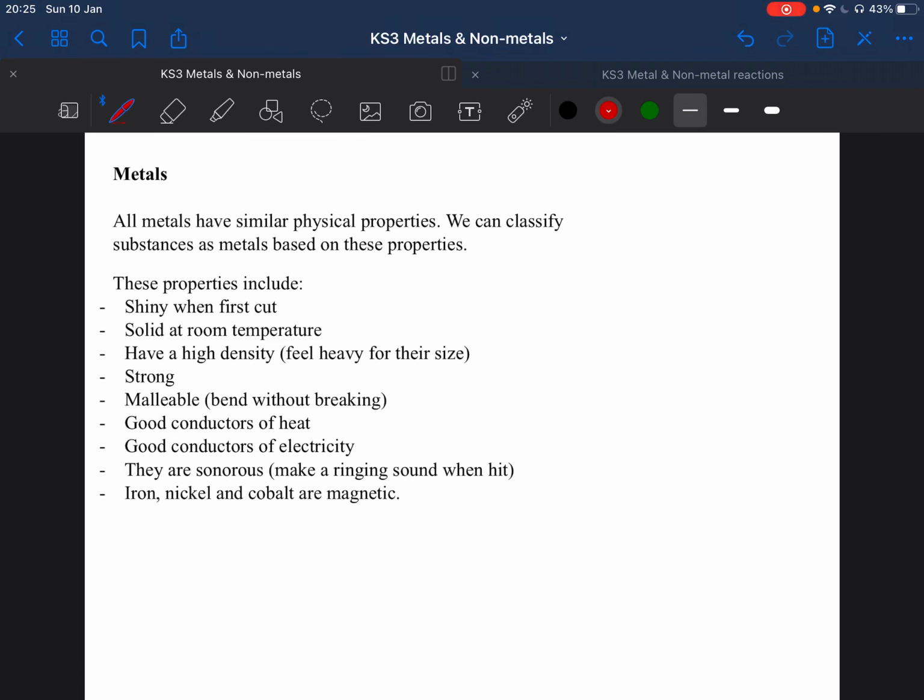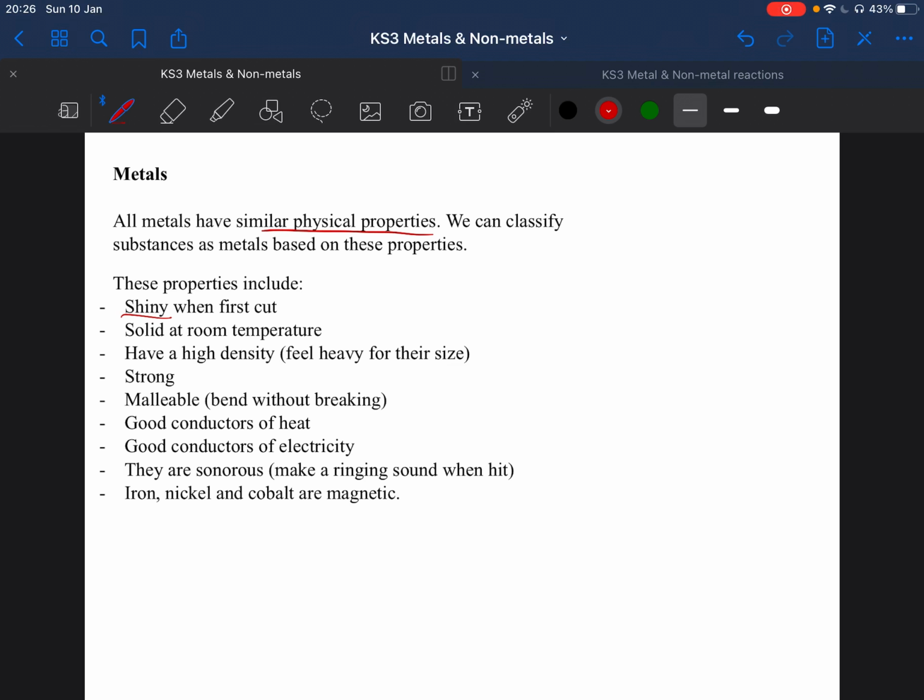So when we classify or group an element into our metals group, we classify them based on a set of physical properties. Okay, so we don't really look at their chemical properties that much, we look at what their physical properties are. So those physical properties include things like when you cut them, they're shiny. So if you think about coins in your pocket or in your purse, those are a bit shiny. If you were to clean them up, they'd look a lot shinier.